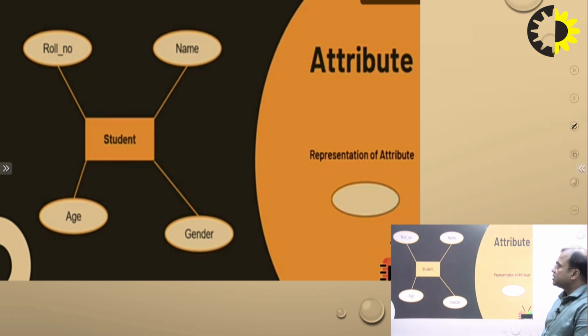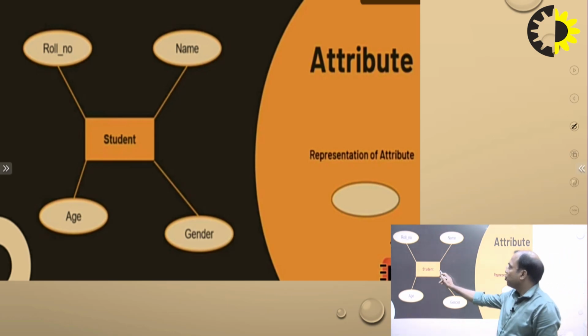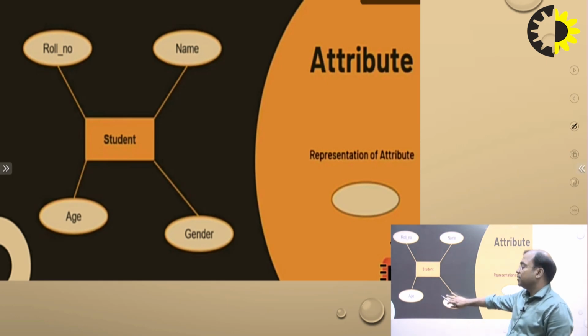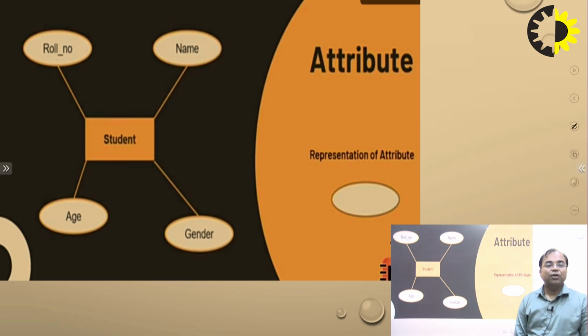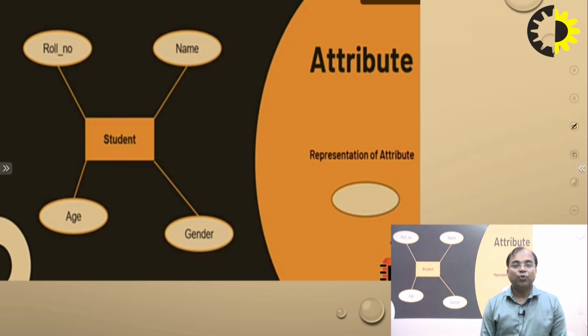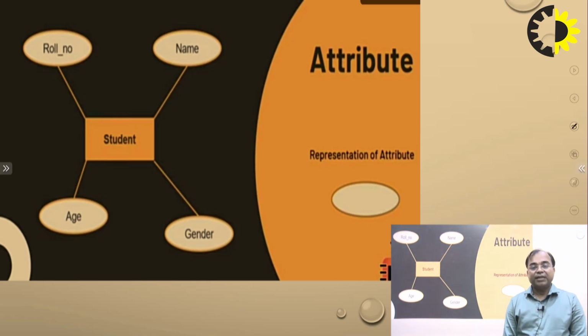So here we can say attributes are not fixed, meaning we can have more attributes for this student. We can also write mobile number for student. We can also leave out gender if we do not need it. So it all depends on your requirement, what the organizations, what the institutes want. That's why attribute and entity both depend on our requirement.